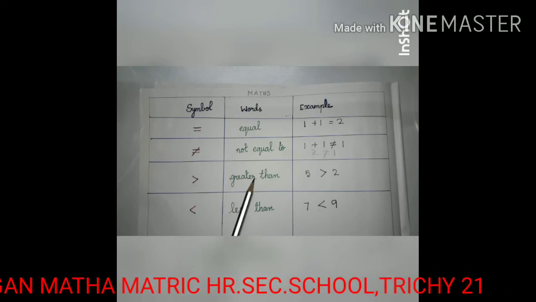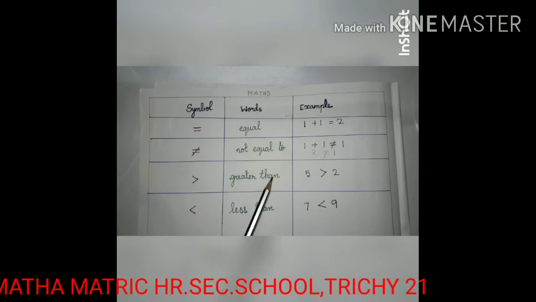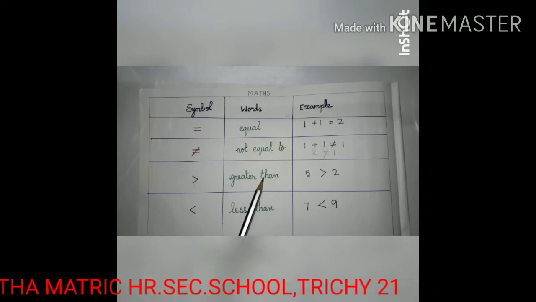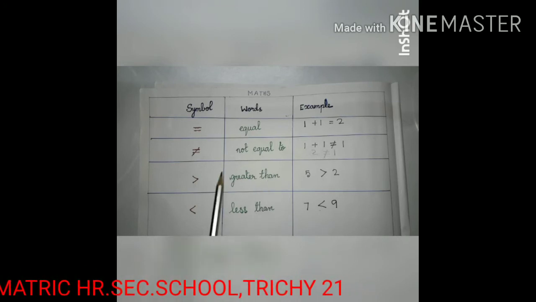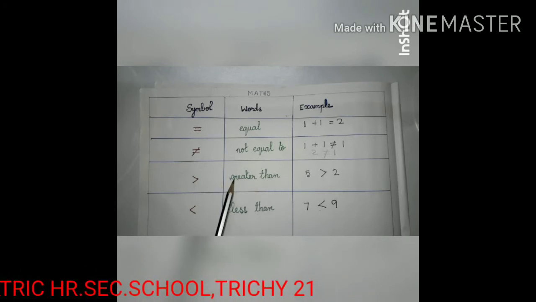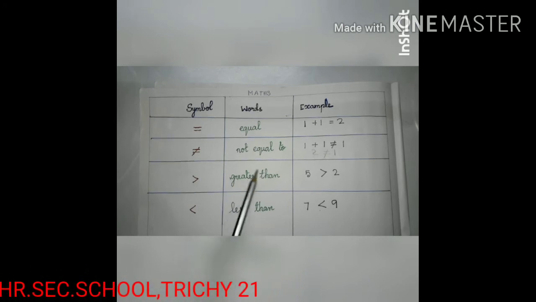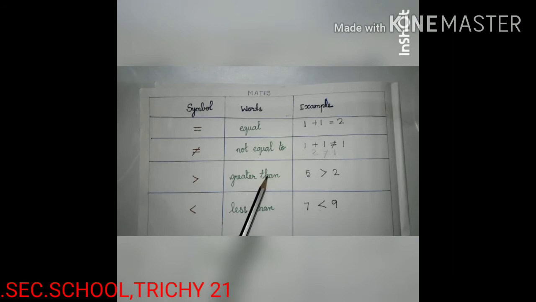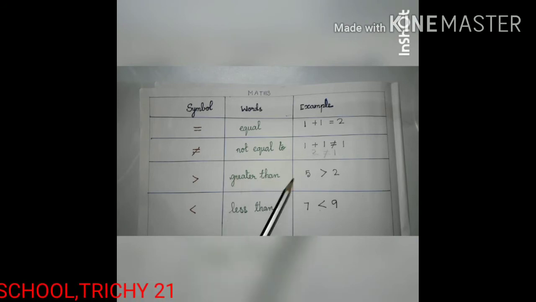G-R-E-A-T-E-R, greater. T-H-A-N, than. Greater than. What is the spelling for greater than? G-R-E-A-T-E-R, greater. T-H-A-N, than. Greater than. Okay, greater than.